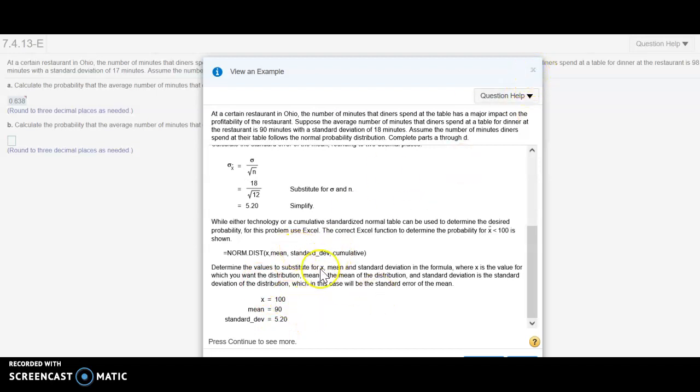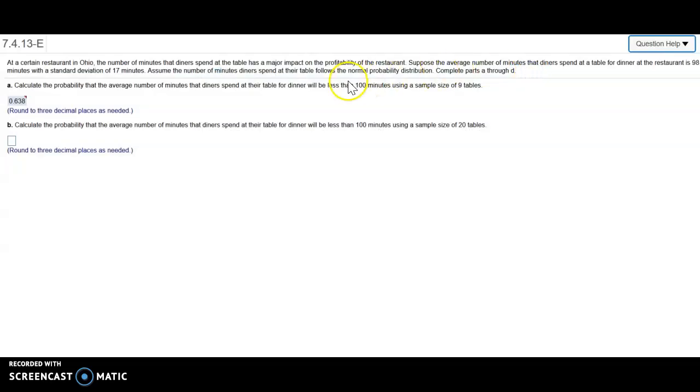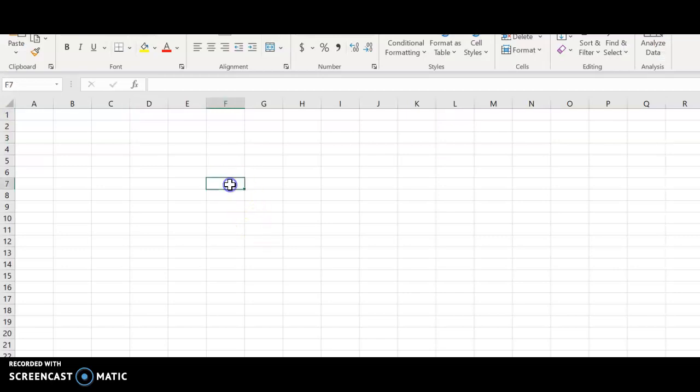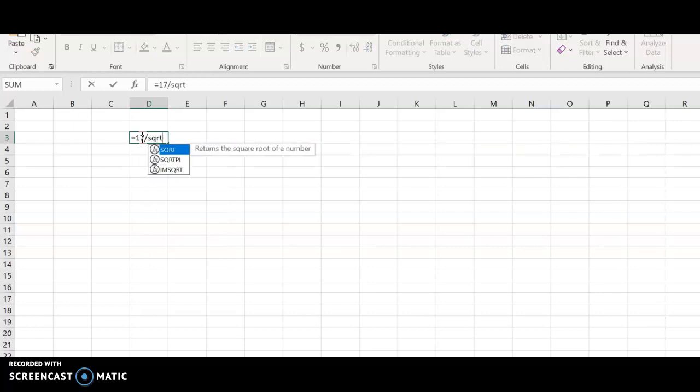Okay, so we have x, we know the mean, we just need to calculate the standard error of the mean. So let's do that. It's the standard deviation, which is 17, divided by the square root of n, and n is 20. So we're going to do 17 divided by the square root of 20. And I'm going to put an extra parenthesis just to make sure. Alright, so there's my number.